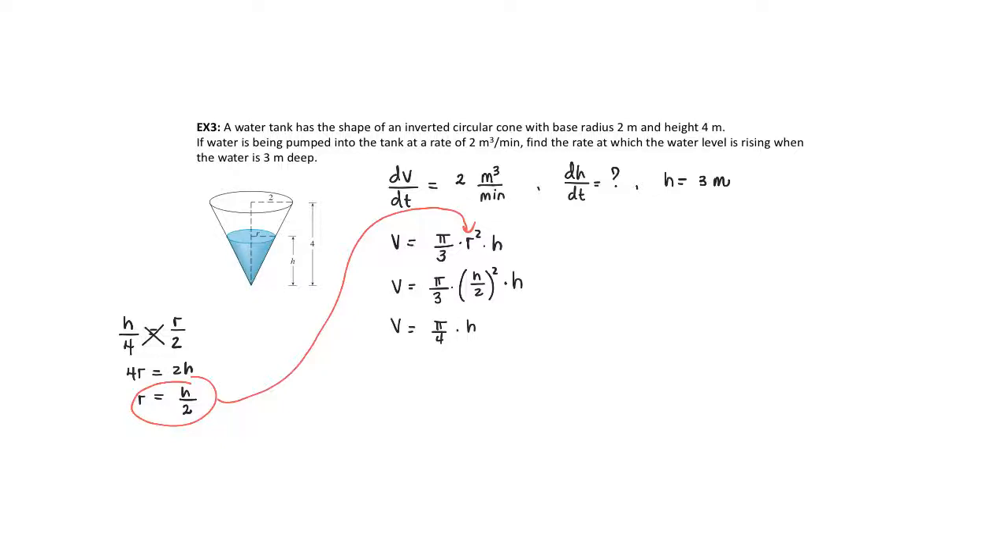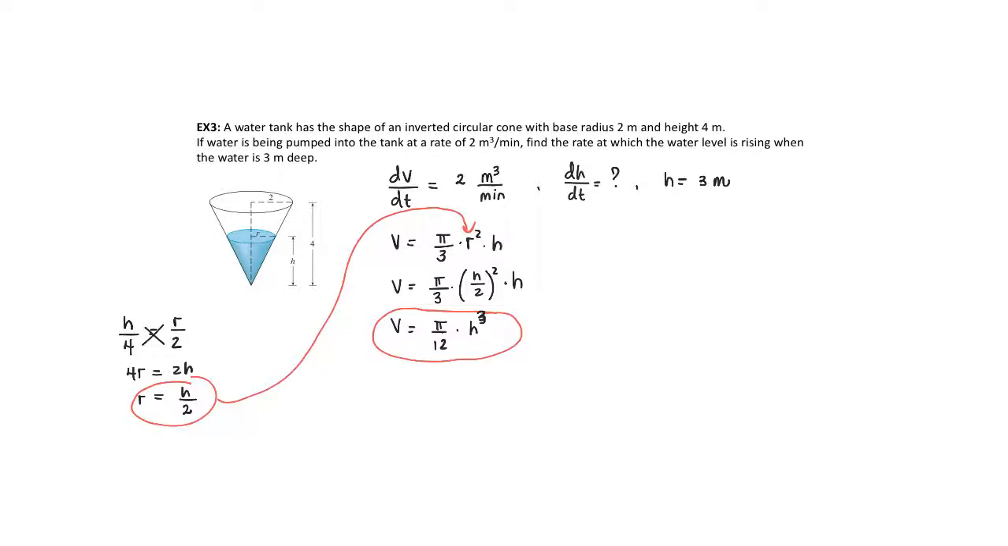No, that will not be pi over 4. I apologize. That will be pi over 12 times h to the third. All right, so here is my relation. And this is the relation that I will now use to differentiate.